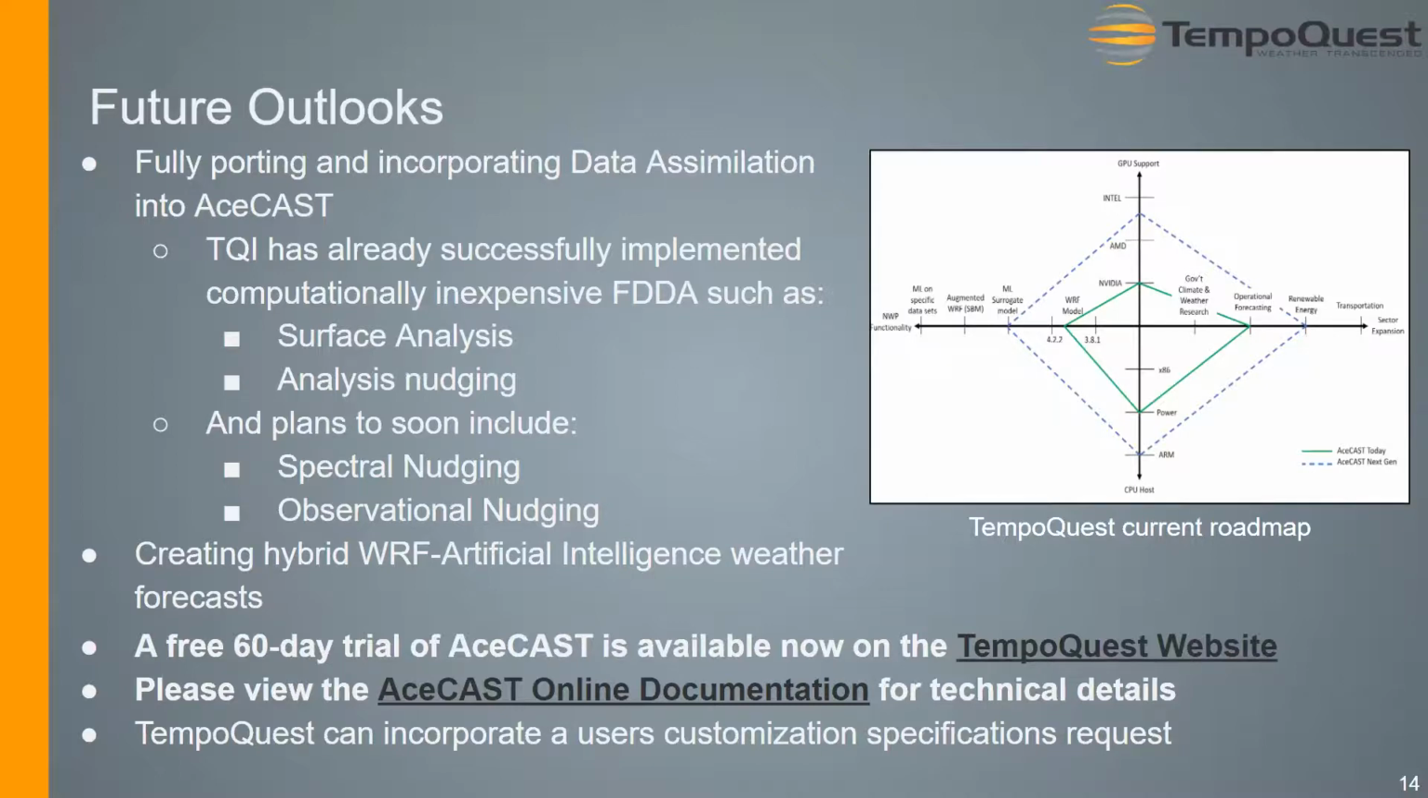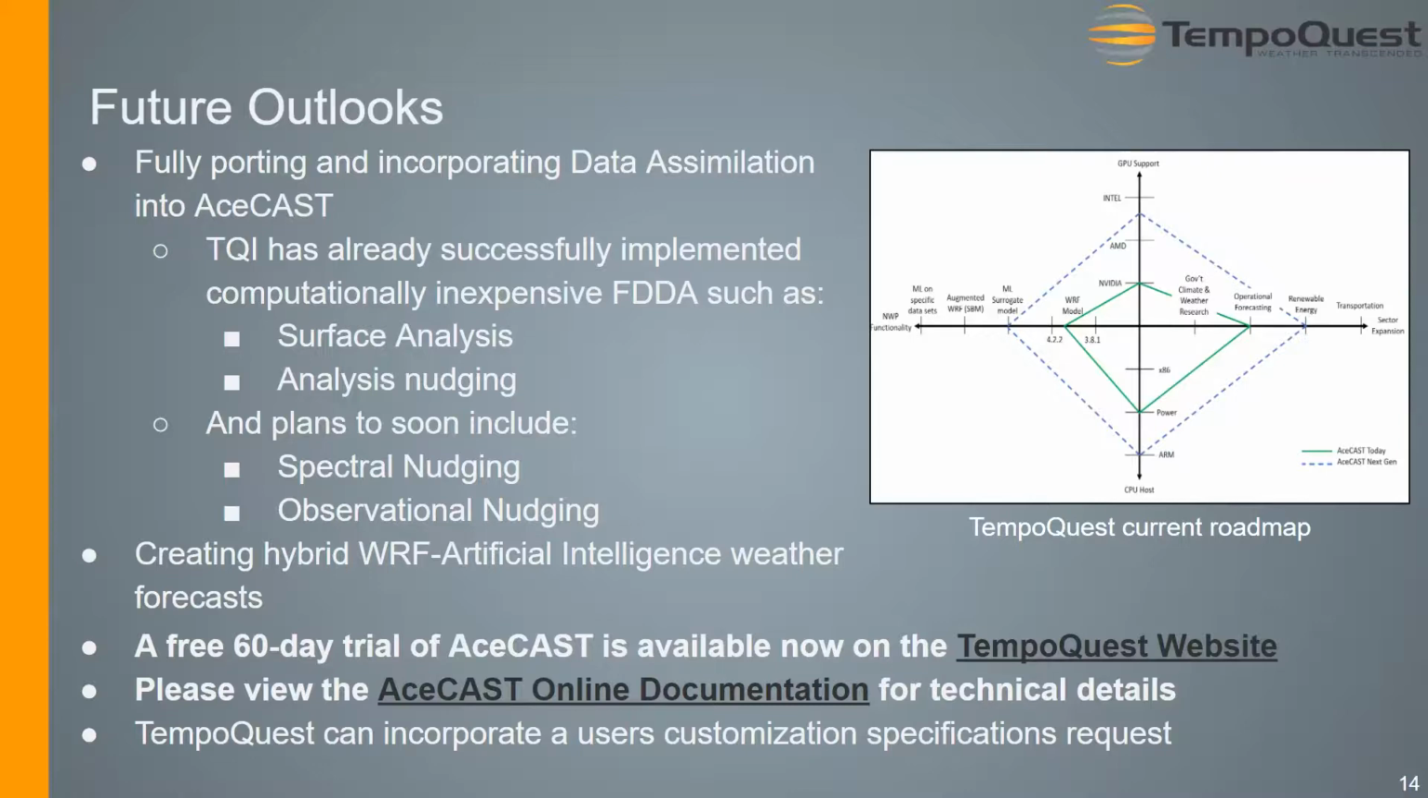In the figure on the right is a roadmap of TempoQuest divided into 4 sections. At the top is the GPU support, at the bottom the CPU host, on the right is the sector expansion, and on the left the NWP functionality. Today, AceCAST supports NVIDIA GPUs and will soon support AMD GPUs.